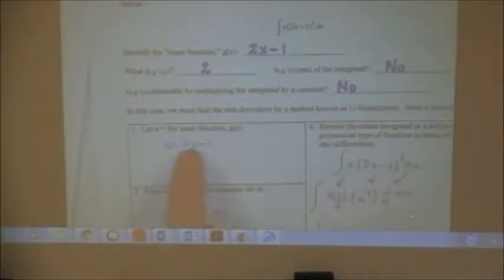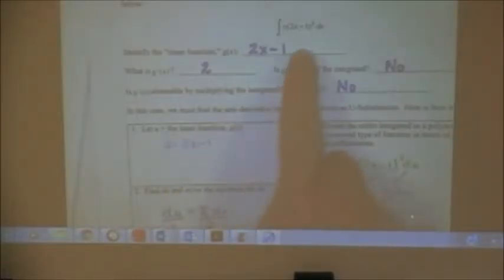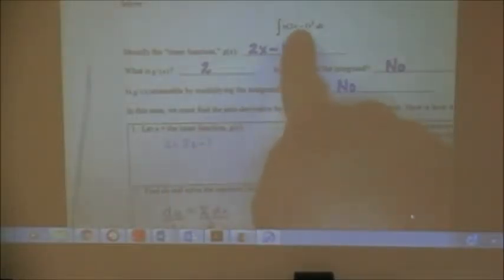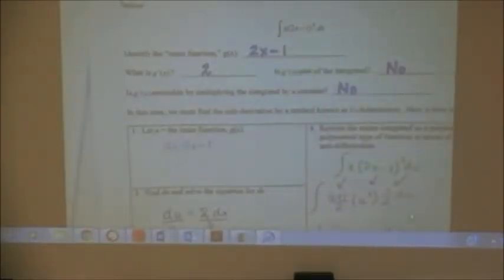Wait, how did you... Let u equal the inner function. Oh. The only function inside of anything else is x plus 4. I thought you meant like the entire thing. Sorry. See? Over here, 2x minus 1 was the only piece inside the function. These are composite functions. There's something that's inside something else.